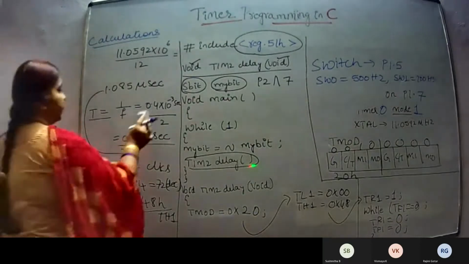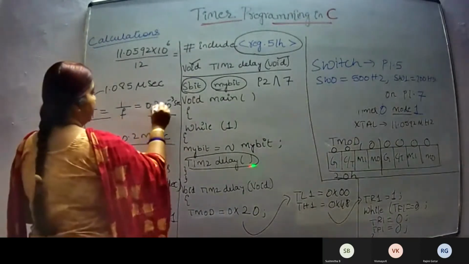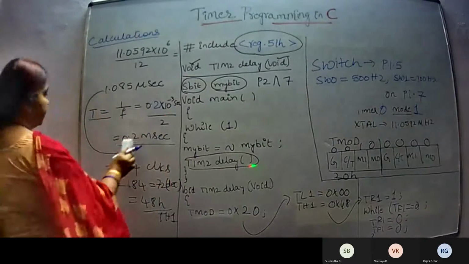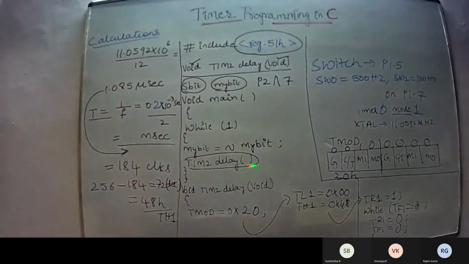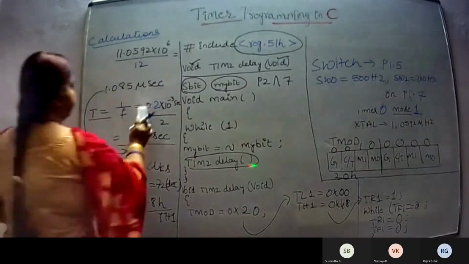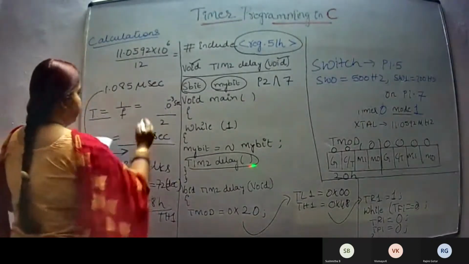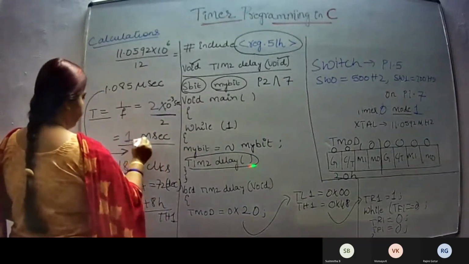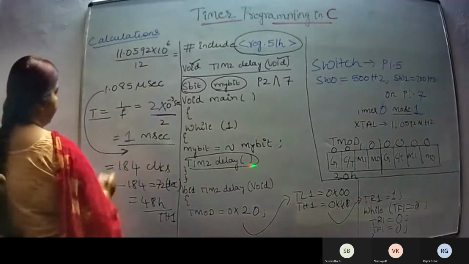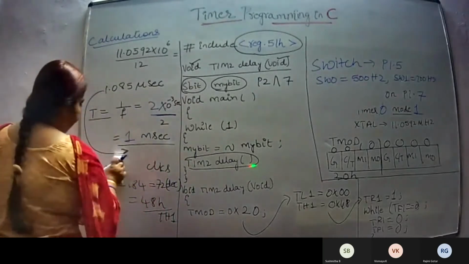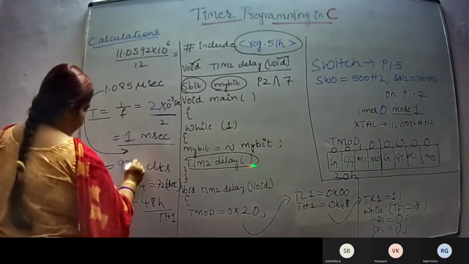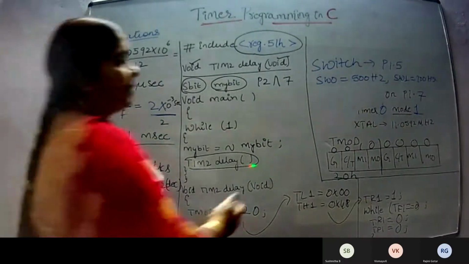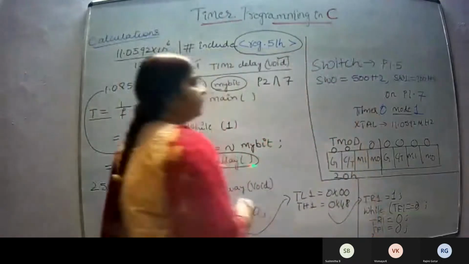It is 2 into 10 power minus 3, divided by 2, so you get 1 millisecond. 1 millisecond divided by 1.085 microseconds gives 921. Now, mode 1 means how many bits? Mode 1 means 16 bits. You have to remember that. Mode 1 is 16 bits.